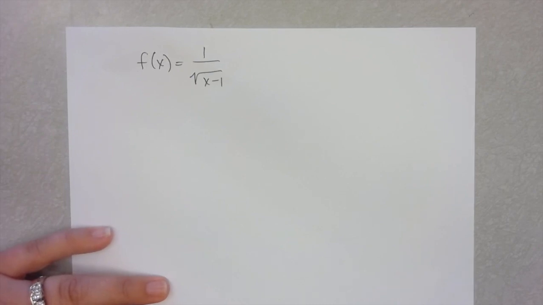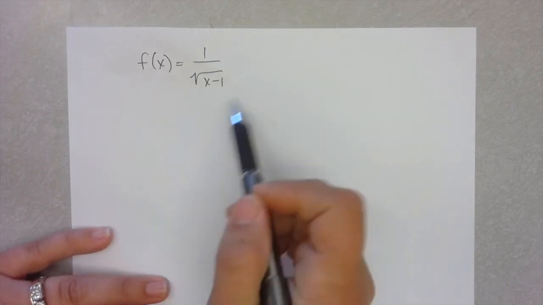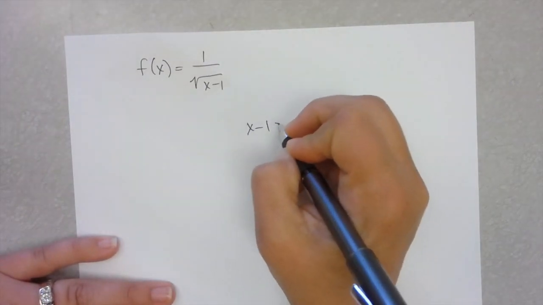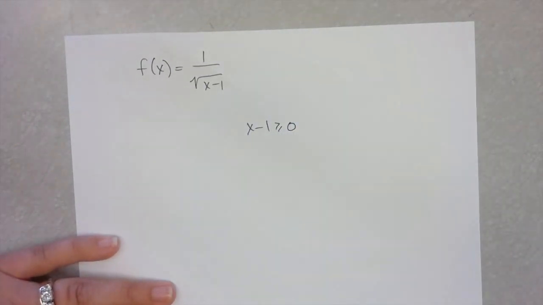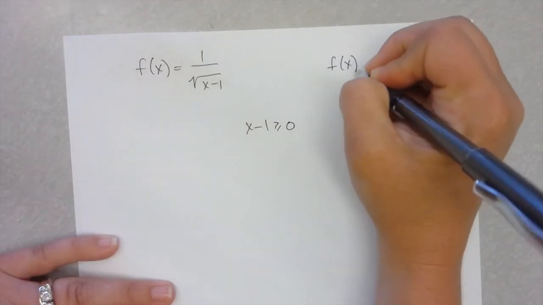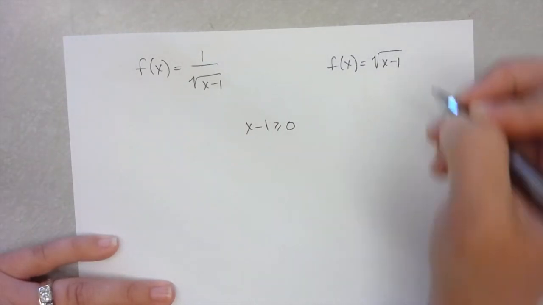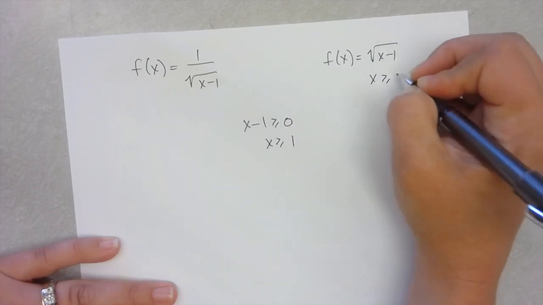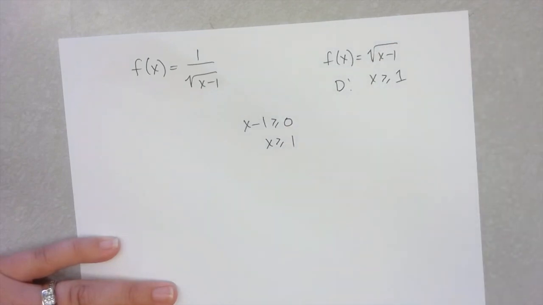So first of all, when I'm doing a square root, I see the square root, and I immediately know that x minus 1 has to be greater than or equal to 0. If f of x was just the square root of x minus 1, x would be greater than or equal to 1, and I would be good to go. This is my domain.